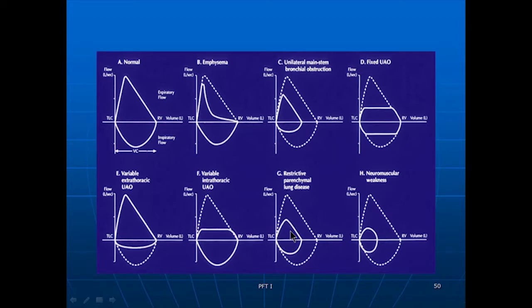So this is your classic pattern here, is that they can't get the volume in and they can't get the volume out. So you can see that this is what is predicted and this is what they actually get. So this is your actual classic pattern of a restrictive lung disease. This is neuromuscular weakness. Again, you can see the problem with volume.